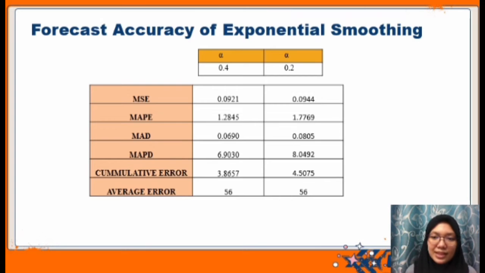From the previous table, here is a summary of the forecast accuracy. So we can see that alpha 0.4 is the more accurate forecast. This is because the MAD for alpha 0.4 is the smallest value, which makes it more accurate to forecast.